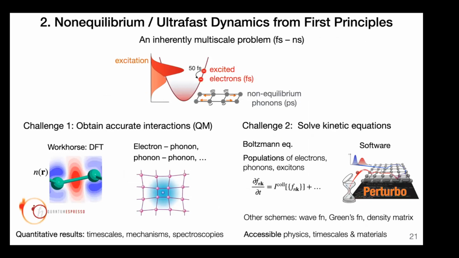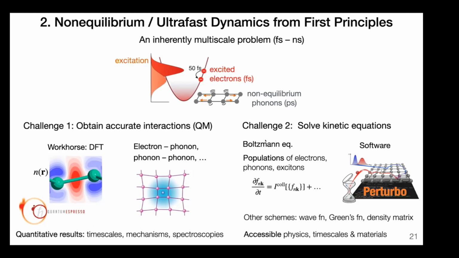So more briefly, I wanted to discuss non-equilibrium dynamics. Basically, again, we're thinking of a system that has been excited with light, and we want to study the femtosecond dynamics of the excited electrons. So the first challenge, again, is obtaining accurate interactions, for which we need quantum mechanics, and so that's something that we have discussed. The idea, again, is that different from empirical models, if one has accurate interactions, one can basically do quantitative studies of these non-equilibrium dynamics, and so get quantitative predictions for timescales, mechanisms, and also time domain spectroscopies.